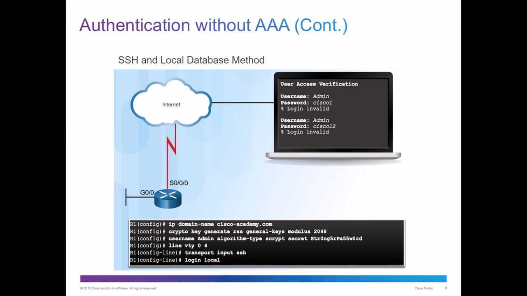And as you remember from last week, the way to set up SSH is you have to create a domain name and create the crypto key. In this case, we're using RSA and the modulus of 2048. That's a huge key. And we're going to create a username and a password. In this case, the username admin is going to use the scrypt algorithm to create the strong password. And then you go to line vty 0 to 4 and make sure you're only transporting SSH, which means now you can't have Telnet. No one will be able to Telnet.